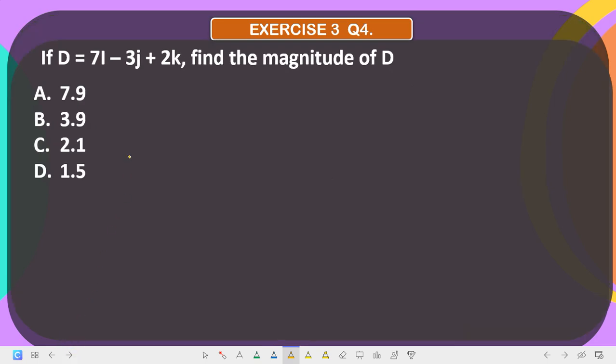Now let's look at the next. If D is equal to this, find the magnitude of D.